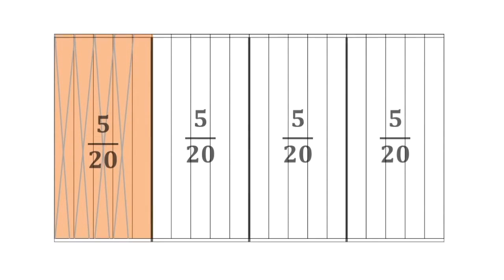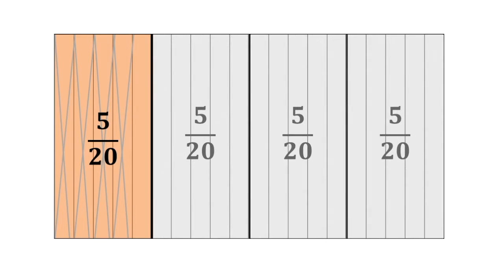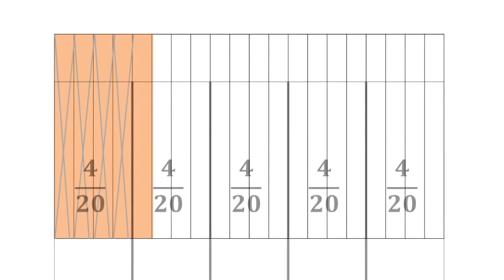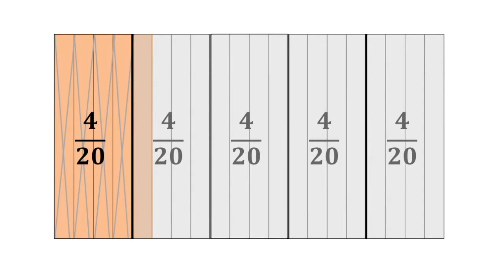When I look at the model of 5/20, I can use what I know about parts, wholes, partitioning, and division to see that 5/20 is the same as 1/4. I could then do the same thing for 4/20. Put it all together, and what do you got? A solution to the MathFix supported by a model.